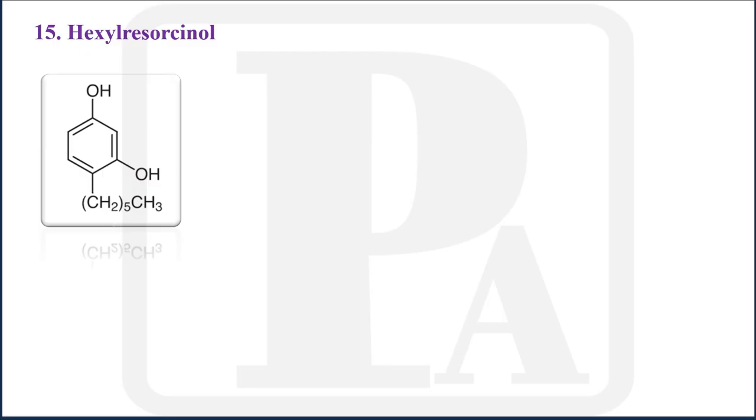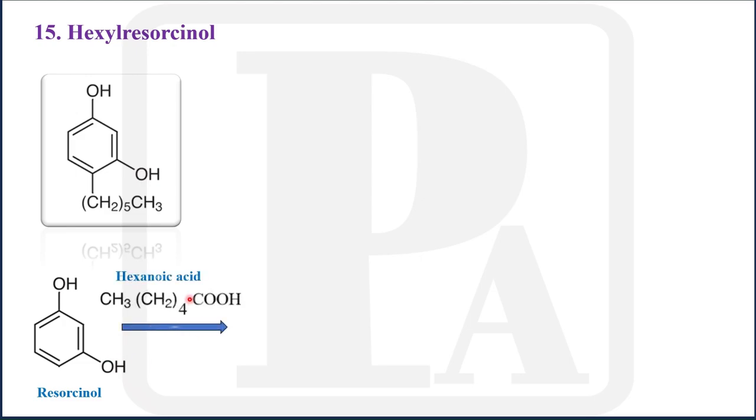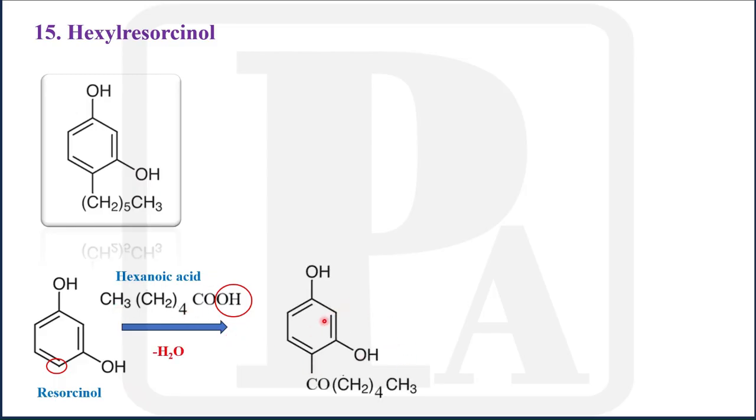So next one is hexyl resorcinol. Resorcinol with the hexyl group. So this is the structure: resorcinol with the hexyl group. That's why this is hexyl resorcinol. We'll see the synthesis. First we are taking resorcinol, that on reaction with hexanoic acid, 6-carbon acid is called hexanoic acid. By the addition, here H and this OH removed as water. That's why the acyl group is added there, and we are getting this compound as an intermediate.